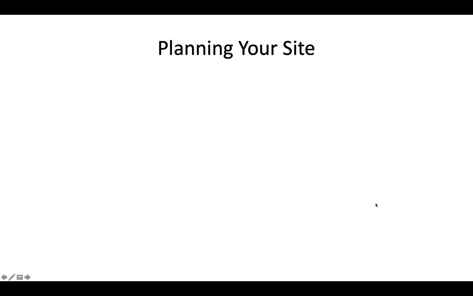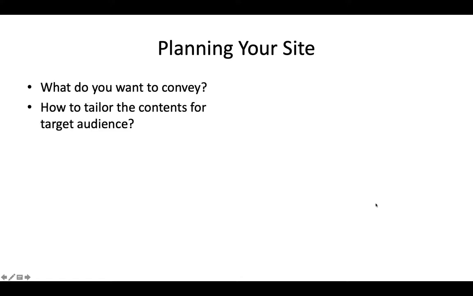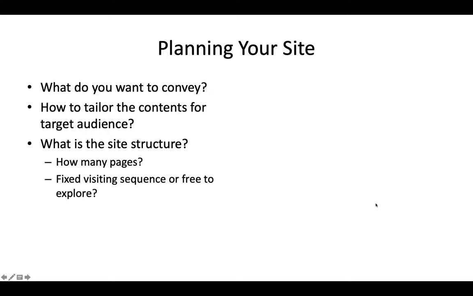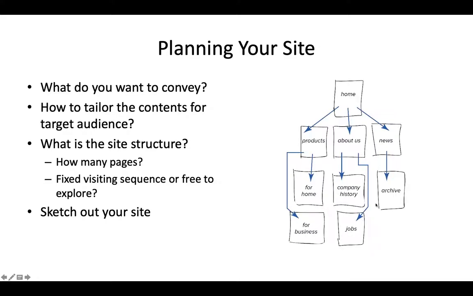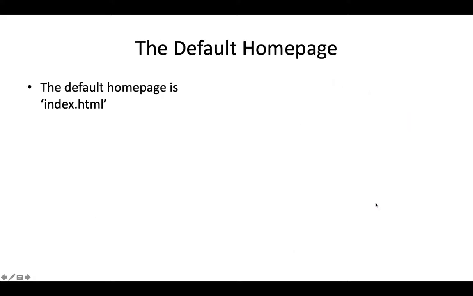Okay, so the first practical thing you need to do is plan your website a little bit. In terms of what do you want to present there? How do you design or include the content for the people that you want to use the website? And your structure: how many pages you want, and how do they link together? So you may come up with something like this, where each box represents a page and you show how they are linked together. That's a common thing you will do, practically.